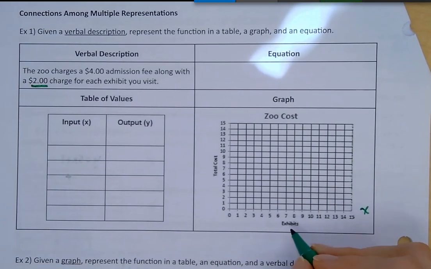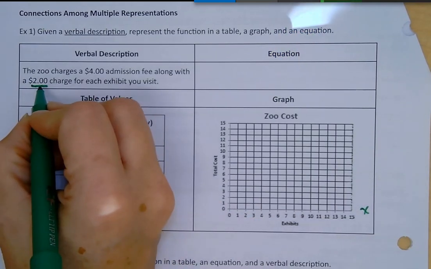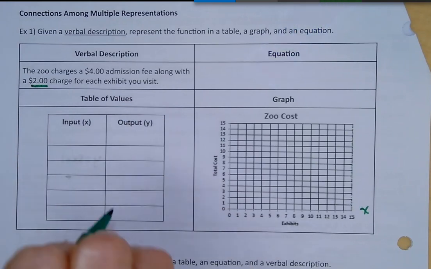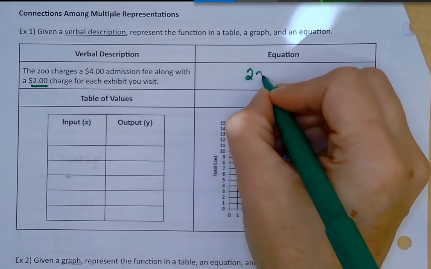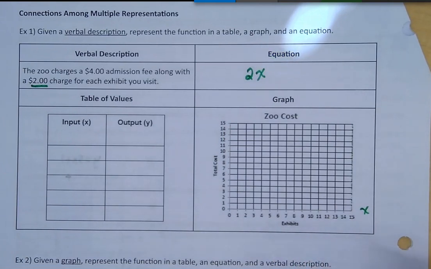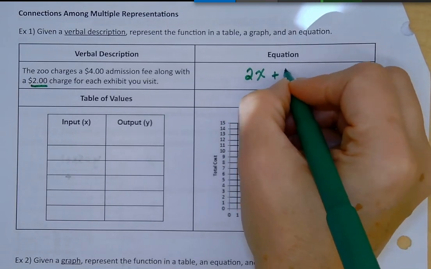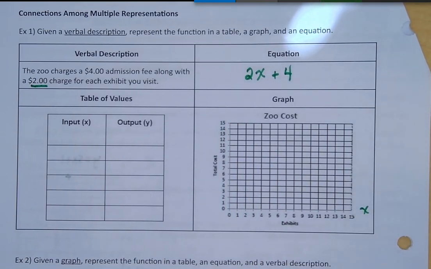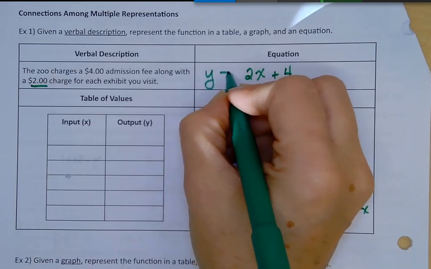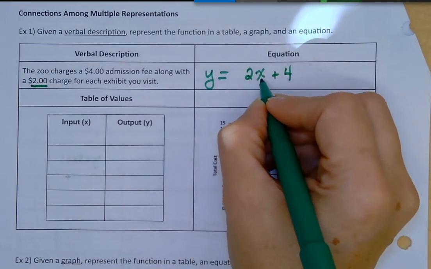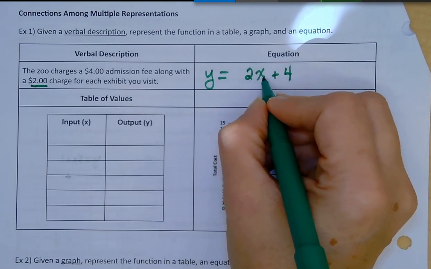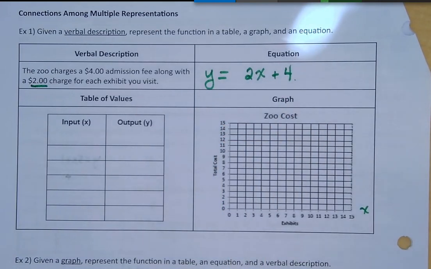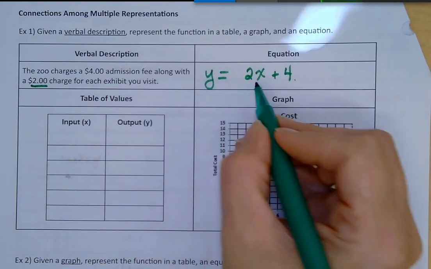So I know that whatever I put in is going to be the number of exhibits I watch. And I have a $2 charge for each exhibit. Okay, so I have $2 times each exhibit I attend. That's part of my total fee. I also know that just by walking into that zoo, I'm paying a $4 flat fee. Okay, so my total cost y is equal to $2 for every exhibit, $2 per exhibit, $2 for each exhibit, that's my rate, plus $4 just for walking in. All right, and so I now have a verbal description and I have an equation.